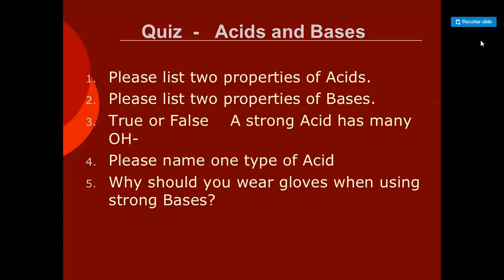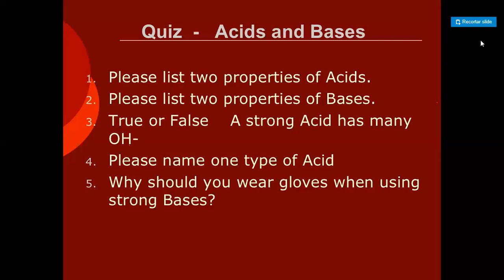Now, another student, two properties of bases. They are bitter to taste. They change red litmus blue. They are slippery. One by one, please. Bases are bitter to taste. They are slippery, soapy to touch. They turn red litmus blue. They produce hydroxide ions. Yes, they contain hydroxide ions.